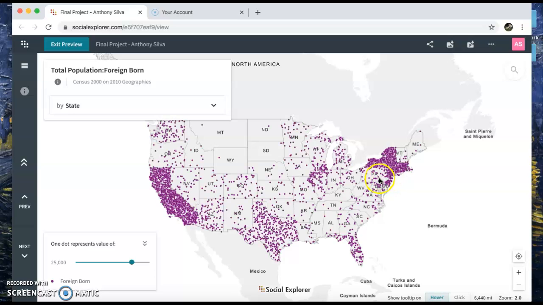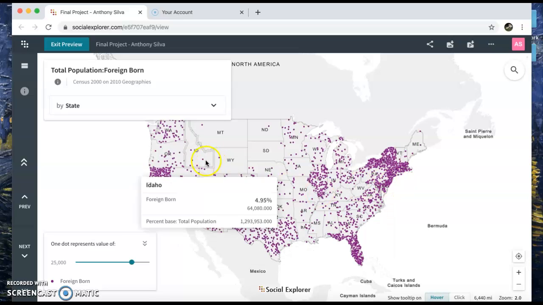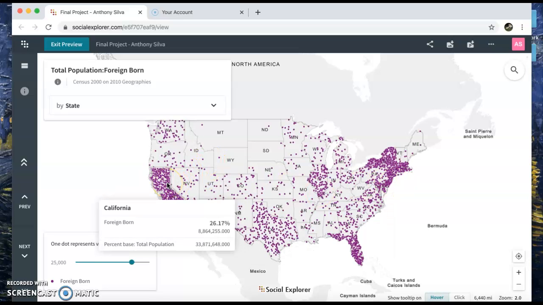For this one, I chose to do a dot density map because I felt that it did a very good job of showing what I was mapping, and that's the total population of foreign-born residents per state. As you can obviously see, some states have more foreign-born residents than others, and those states are California, where the foreign-born make up 26.17%.